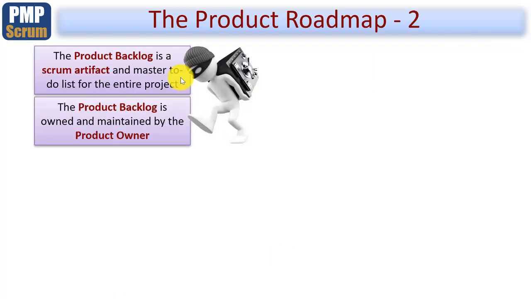So the product backlog is a Scrum artifact, as they say, and a master to-do list for the entire project. Product backlog is owned and maintained by the product owner. And as you just seen, it's got full involvement from the other roles, that's the development team and indeed the Scrum Master. Remember, the product owner will be working very closely and will represent the customer and will be held responsible for delivering the products and providing benefits and value to the customer in the most efficient and effective manner.